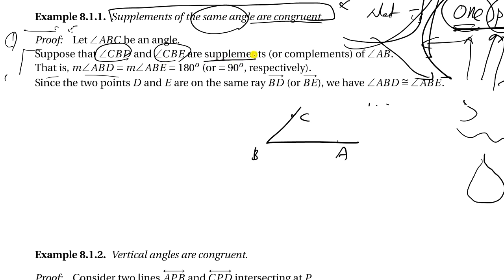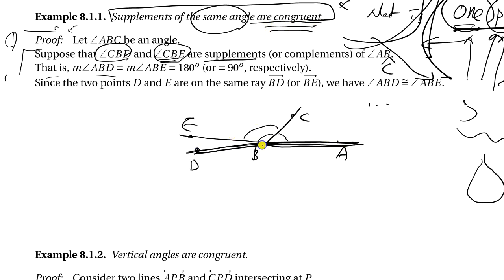are supplements of the angle ABC. So let me sketch it like this, and that is D. So CBD is a supplement of this angle, which means what? It becomes 180, so this is a straight line, right? And let's assume CBE. So there is another one. CBE is also a supplement of that. So it's like this, right? Then ABD and ABE, both of them must be 180 degrees, right?